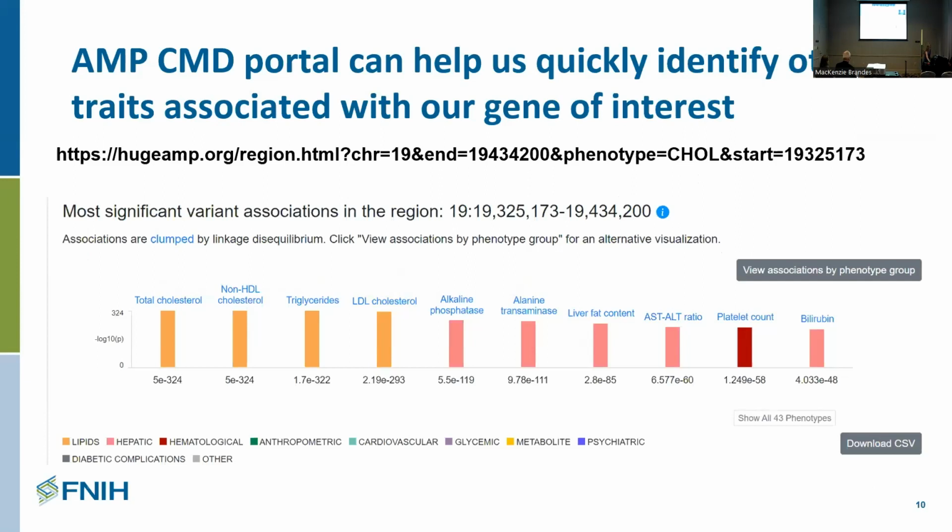And of course, you can see a number of things that are liver-related: alanine transaminase, liver fat content. This is a liver enzyme. You can also see that there are lipid associations. And so from a drug discovery perspective, it's hard to know what to do with that information.